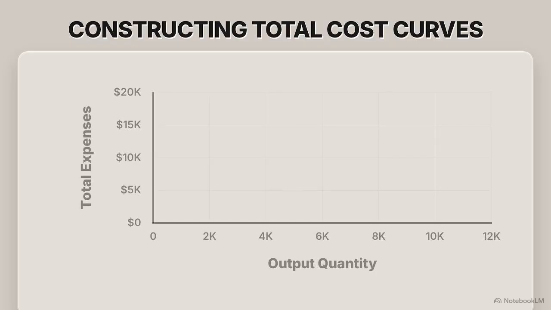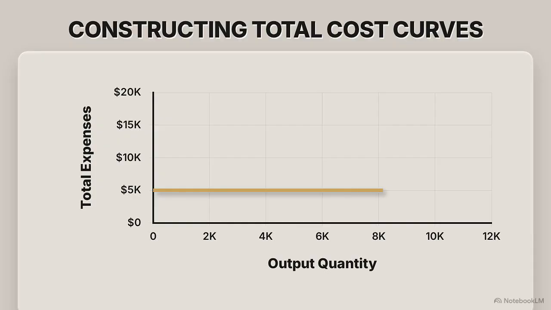If we map this out, we put our output quantity on the bottom axis and our total expenses on the side. To represent fixed costs, we draw a perfectly flat horizontal line. It doesn't matter how far right we move along the quantity axis, that expense never bends.